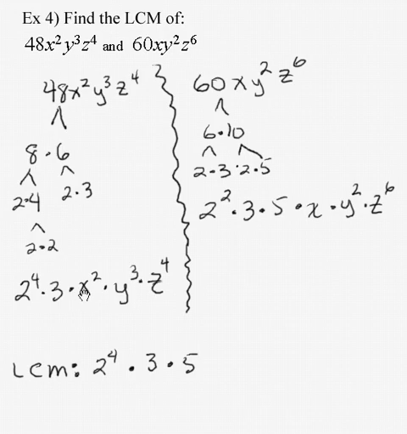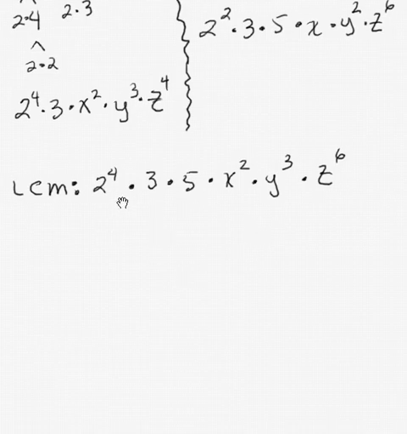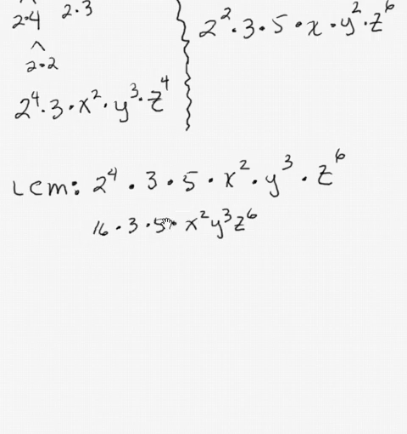Given a choice of x or x squared, we're taking the one with the largest exponent, that's x squared. Given a choice of y to the 3rd or y squared, we're going to choose the y to the 3rd. And given a choice between z to the 4th and z to the 6th, we're going to choose the z to the 6th. So let's now simplify that and multiply all our factors together. 2 to the 4th power is 16 times 3 times 5 times x squared times y to the 3rd times z to the 6th. And 16 times 3 times 5 is 240. X squared, y to the 3rd, z to the 6th.